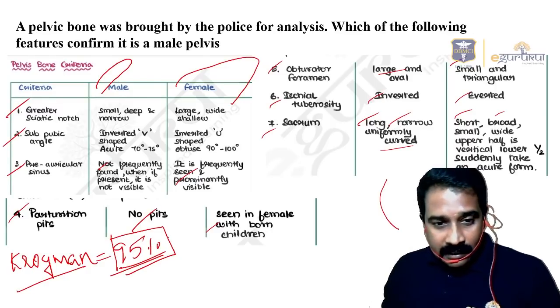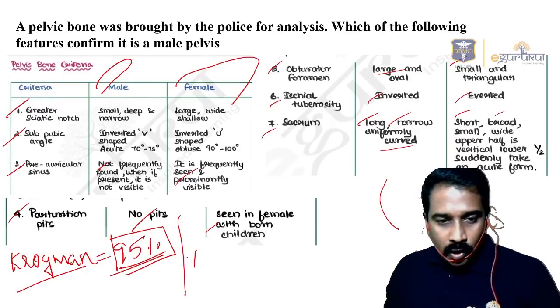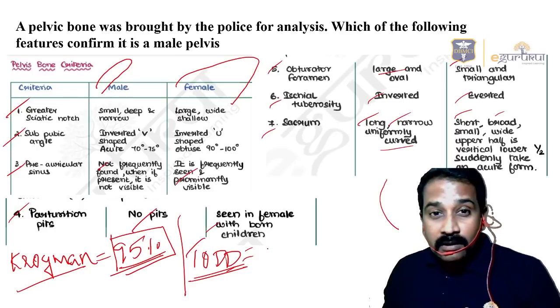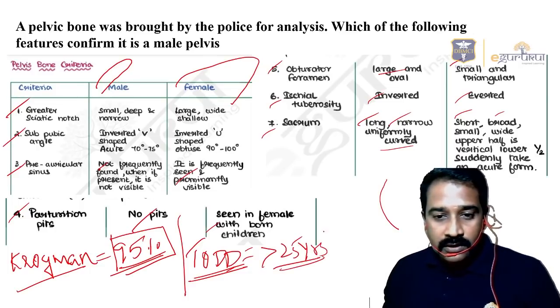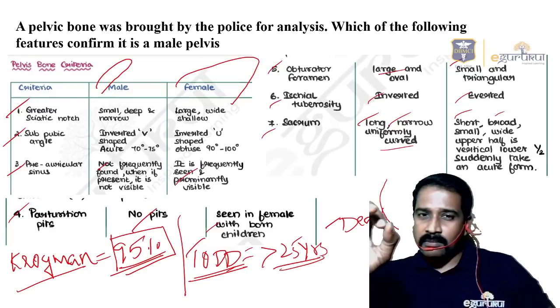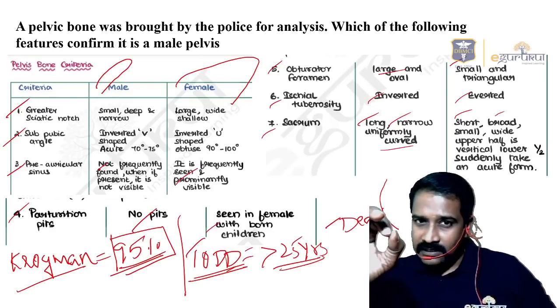Okay. And the other point here is Todd's method. So this is the best method to determine the age after 25 years. Of course, only in the dead person, not in the living. Why? I'll tell you that. See, Todd's method is the best method to determine the age after 25 years.